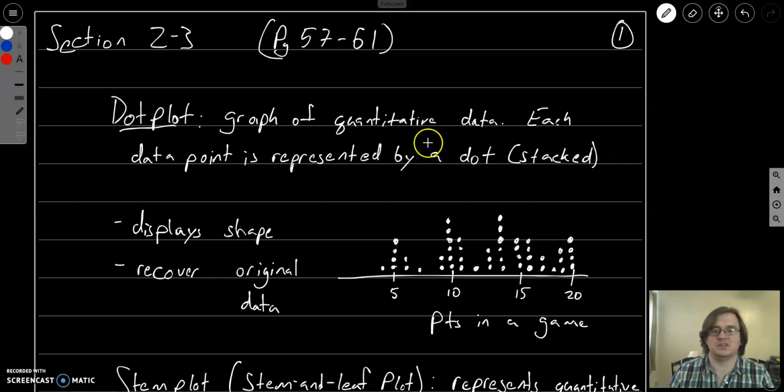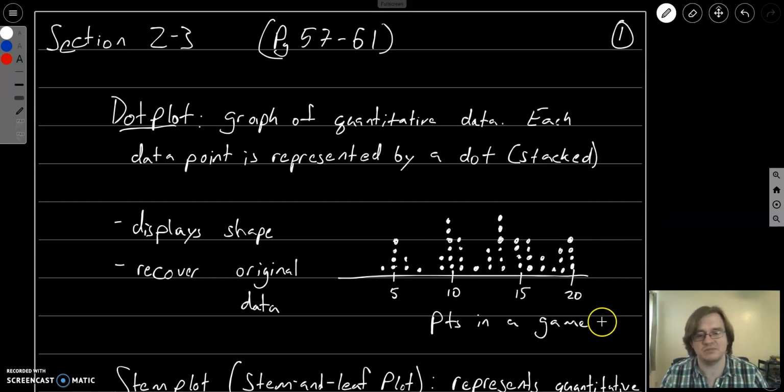The first one is the dot plot. This is a graph that displays quantitative data, and essentially it looks like a bunch of dots. I apologize for my drawing of some of these graphs, but essentially in a dot plot, every data point will be represented by a dot. And when there are more than one data points that have the same value, we start to stack them. So for instance, 10 here, we count 1, 2, 3, 4, 5, 6 dots above 10. So it means that the number 10 occurred 6 times within our data set.